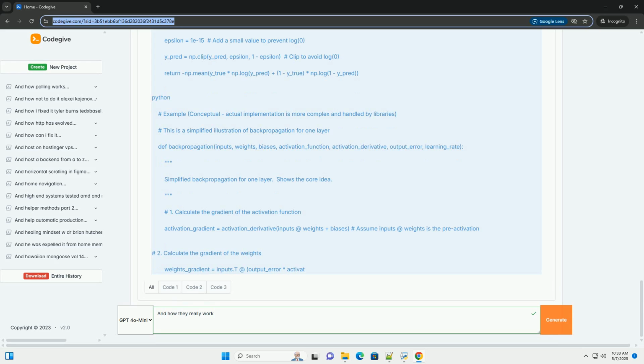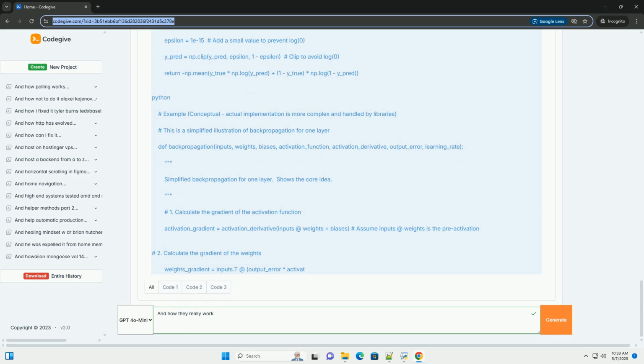2. Optimization algorithm. An algorithm that adjusts the weights and biases of the network to minimize the loss function. Gradient descent, the most basic optimization algorithm. It iteratively updates the parameters in the direction of the negative gradient of the loss function.